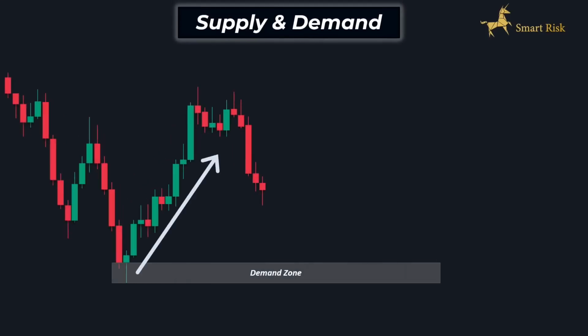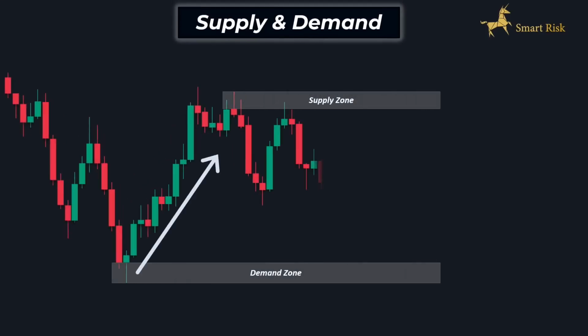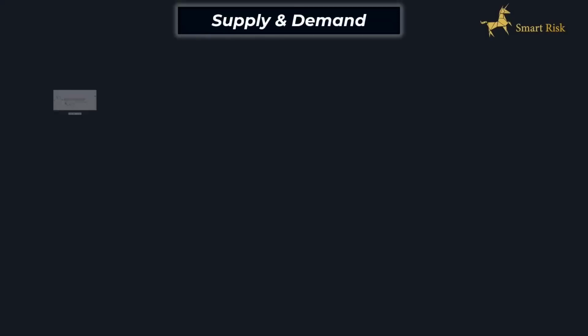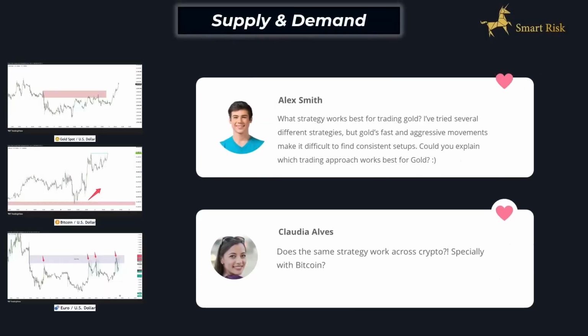Supply and demand is one of the most important concepts in smart money trading. Every trader needs to understand it because these zones are a major foundation of price action. Many of you ask, what strategy works best for gold, Eurodollar, Bitcoin, or other major markets? The answer is simple: supply and demand.